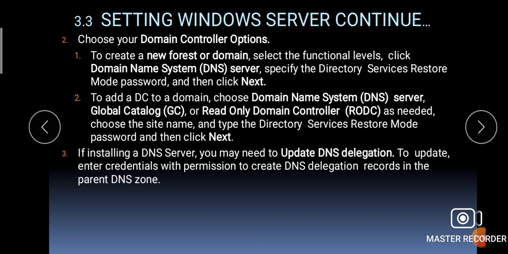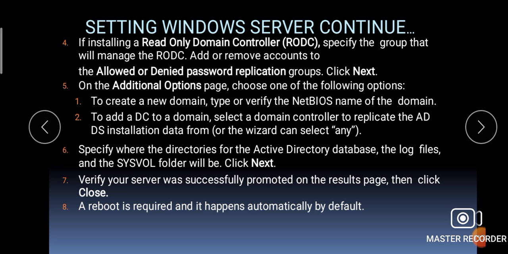If installing a DNS server, you may need to update DNS delegation. To update, enter credentials with permission to create DNS delegation records in the parent DNS zone. So this is our domain controller option to choose. Next, if installing a read-only domain controller, specify the group that will manage the RODC, add or remove accounts to the allowed or denied password replication group, and then click the Next button.